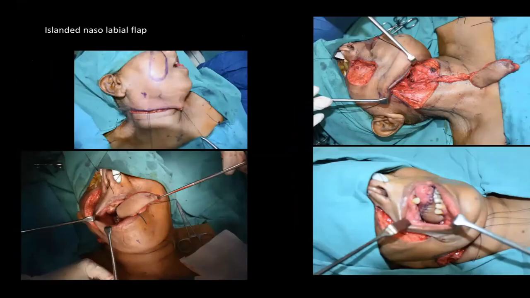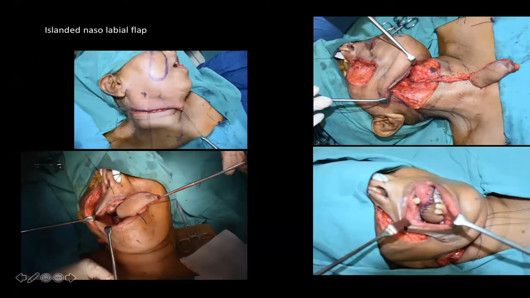Now, there is another way of raising the nasolabial flap. You can totally island the nasolabial flap. For example, you mark out the nasolabial flap on the face. You dissect out under the skin the entire facial artery and the facial vein all the way to its origin at the level of the digastric. Then you tunnel it into the oral cavity and then you close the defect.